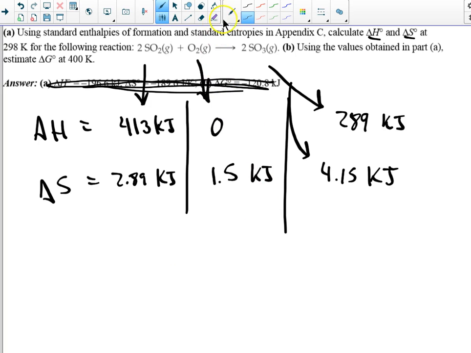Okay, so now use these values. We're pretending these are the values you would find in Appendix C. Calculate delta H, calculate delta S, and then once you have both of those, then you solve for delta G. All right, so you need all of them. Okay, have fun, my friends.